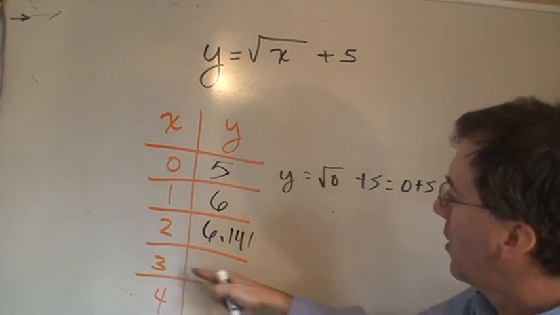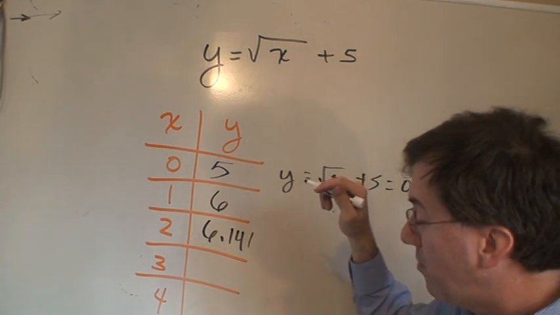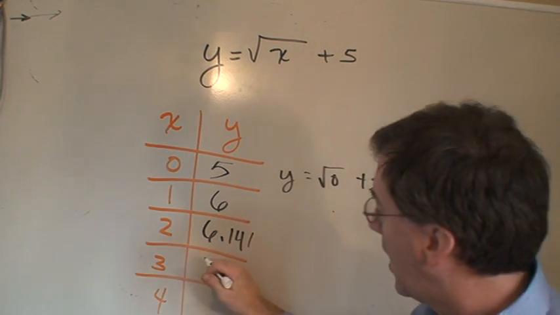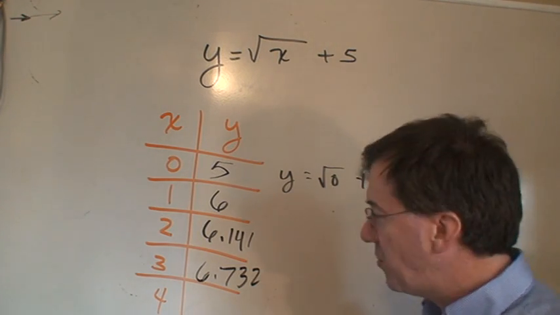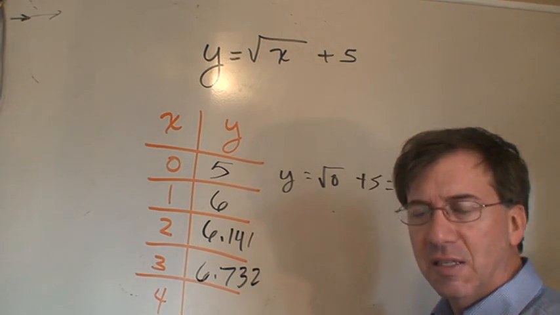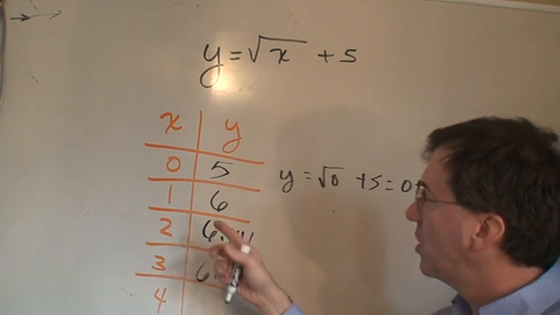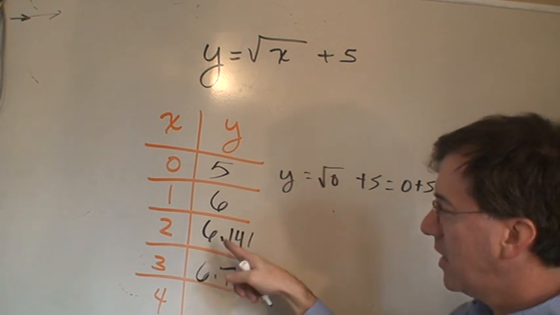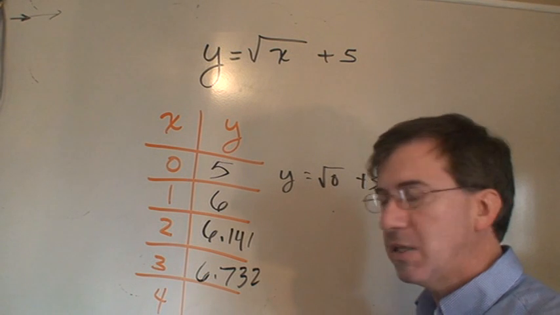Next, if I put a 3 in for x, the square root of 3 is 1.732. So 1.732 plus 5 is 6.732. You need a calculator to do these, but they're really simple calculations. Most handheld calculators, just about all of them, have a square root. So you just put in 2, square root, plus 5, and you would get 6.4142. You could round it to 3 decimal places and be in good shape.